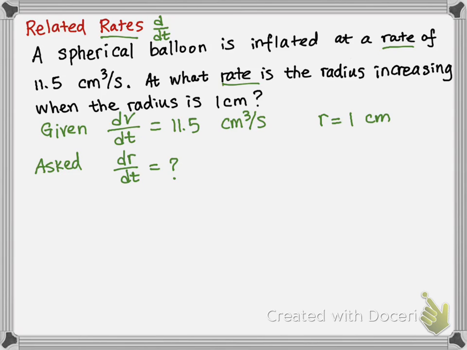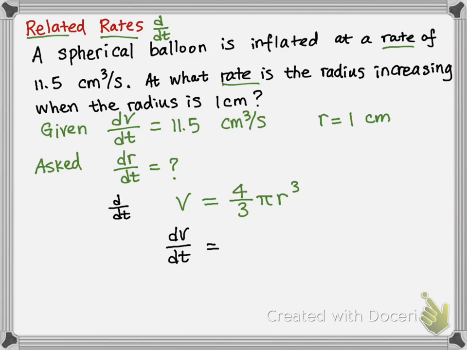In order to solve our related rate problem, we need to relate the quantities that we're talking about. So we need to relate the volume with the radius r. Its volume is 4/3 pi r cubed. And how do we relate the rates? Well, we have to take the derivative with respect to time. So the derivative of the volume is dV over dt.